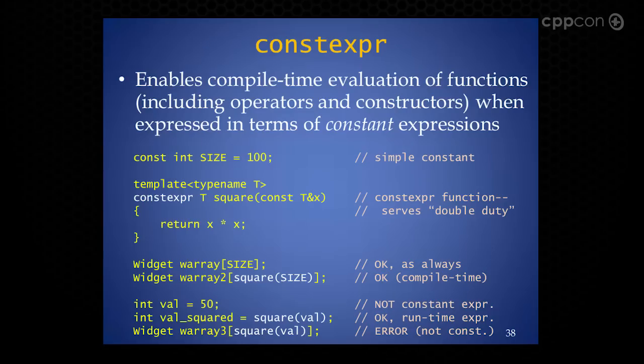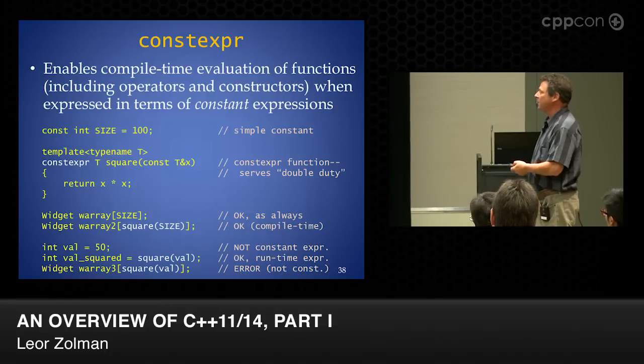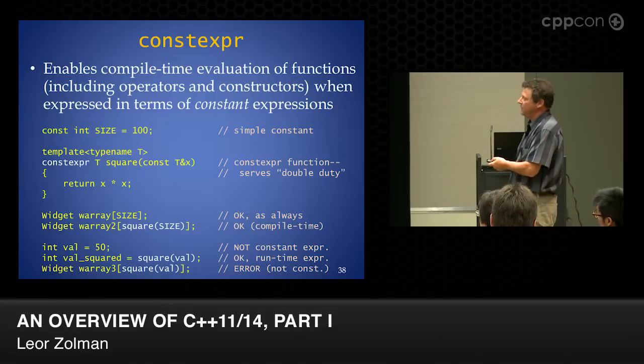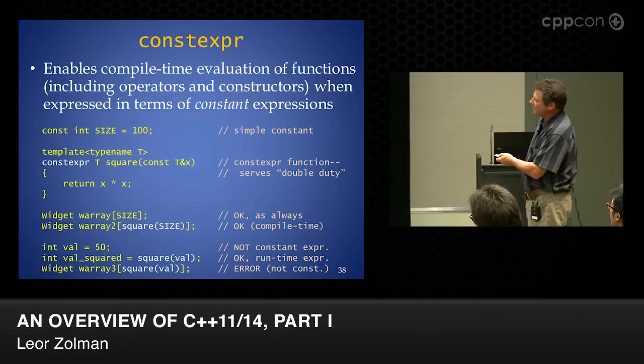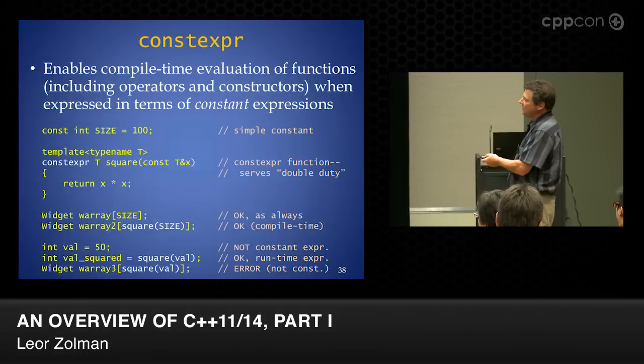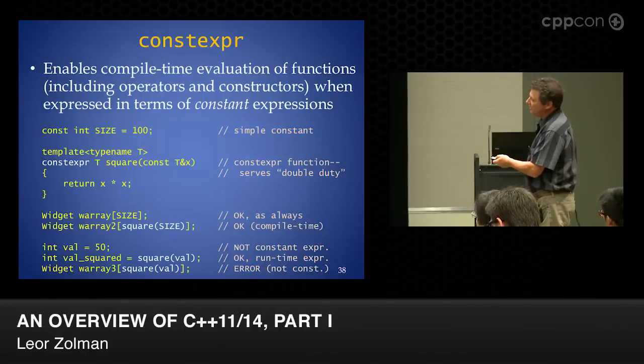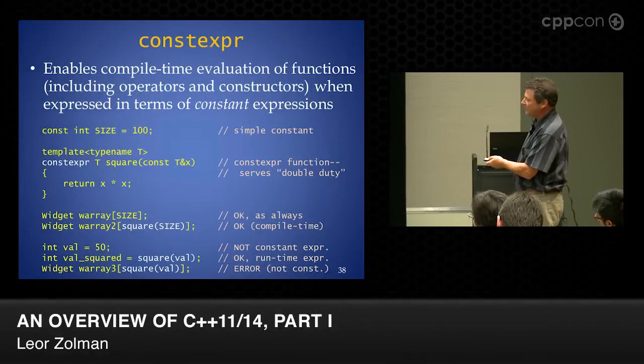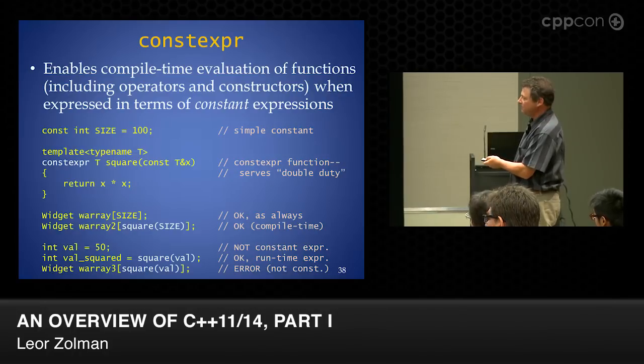Okay, so we know about const. Const has been around for a long time. Here's a simple constant called size, and it can be used in situations where a variable can't. For example, as an array dimension. So WArray is an array of this many elements, and that's fine. What if we want to compute a dimension for an array? Unfortunately, if it's something that's truly a runtime variable, like val down here, you can't use that as an array dimension.